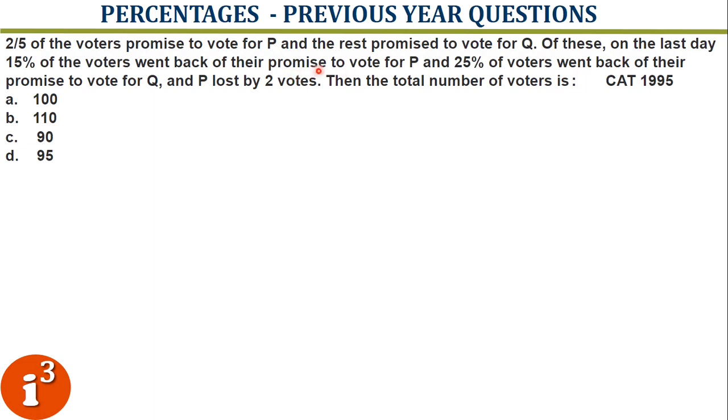So back then, someone promised that I will vote for you, but they didn't vote. Similarly, someone promised Q that I'll vote for you, but they didn't vote. So like this betrayal happened, some votes exchanged, and then ultimately P lost by 2 votes. So what is the total number of votes, that is what they are asking. One thing is there: 25% can be converted easily to a fraction, but converting 15% is a problem. So rather than doing everything in terms of fractions, we should prefer to do it in terms of percentage. Okay, so let's see the solution.